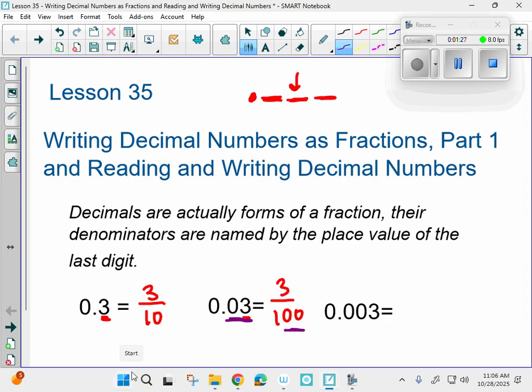All right, and then the third spot, this 3 is in what place, you guys? The thousandths, okay? It goes tenths, hundredths, thousandths. So I actually put the 3 over 1,000. And again, count how many spaces here, and that's how many zeros. I'm going to pause the video and wait till everyone writes this down.